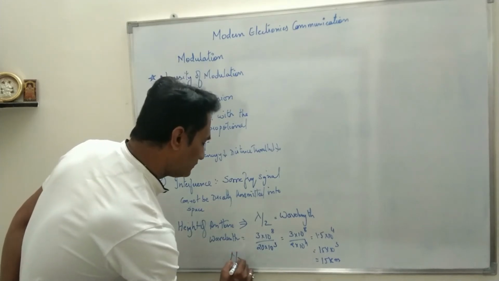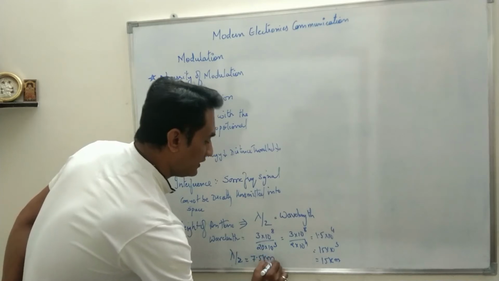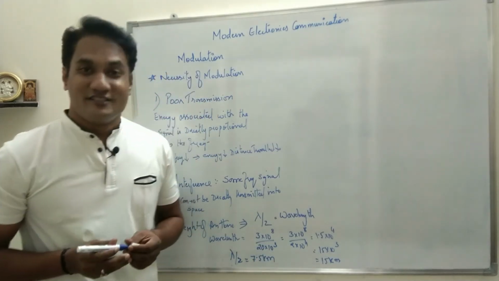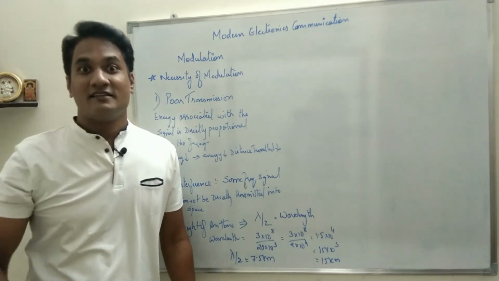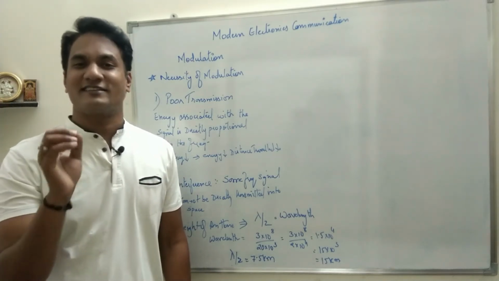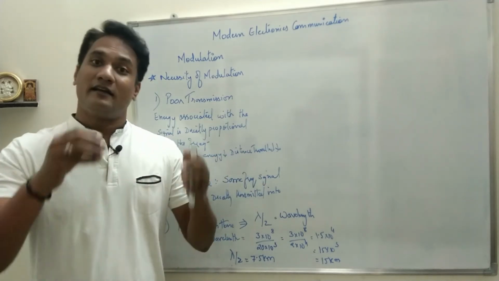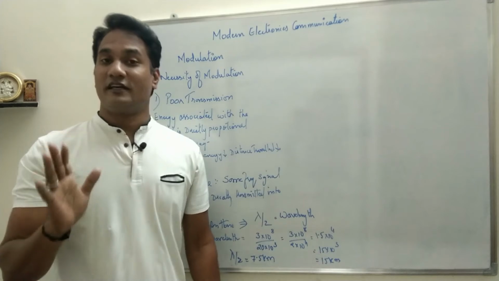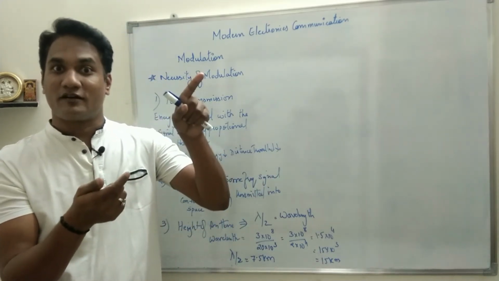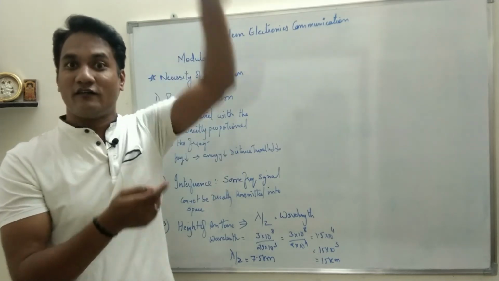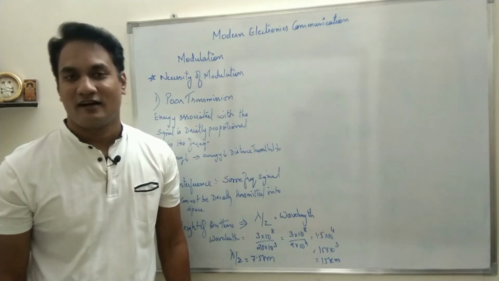So what is lambda by 2? It will be 7.5 kilometer. Is it feasible to have an antenna whose height is 7.5 kilometer? Just imagine that all the radio channels are transmitting original signal, and say without interference it has reached your mobile phone. Now the mobile phone, to catch that particular frequency, should have a height of 7.5 kilometer. Is it feasible? Of course not.